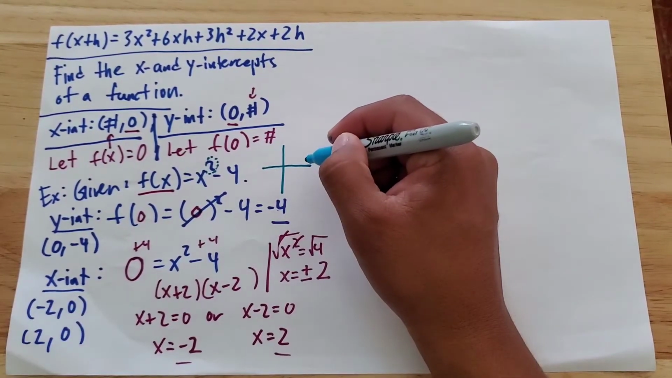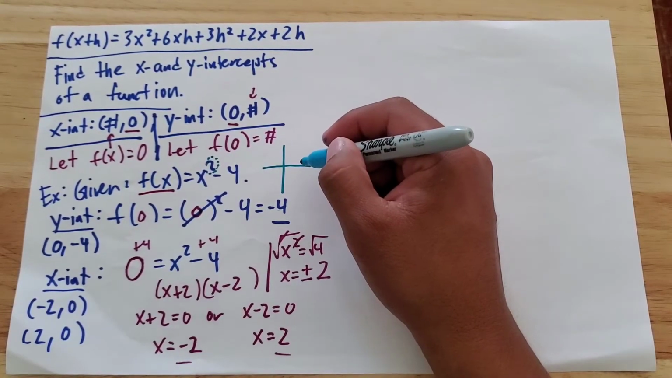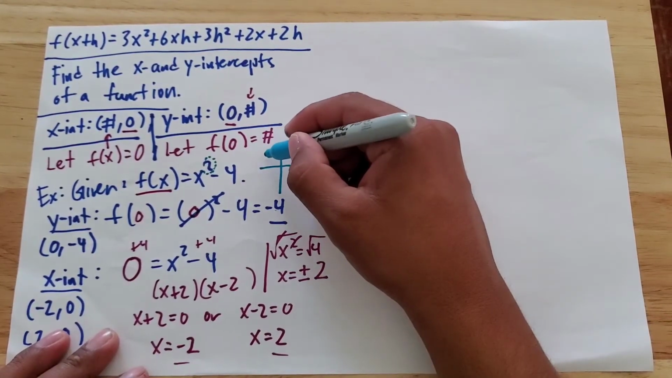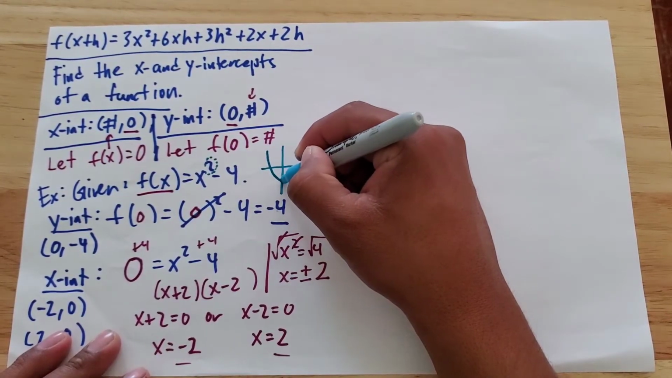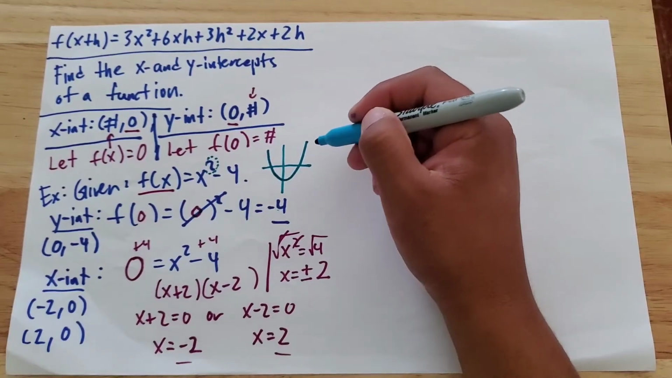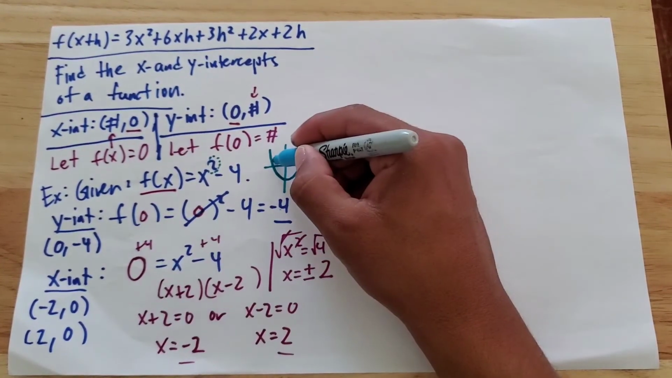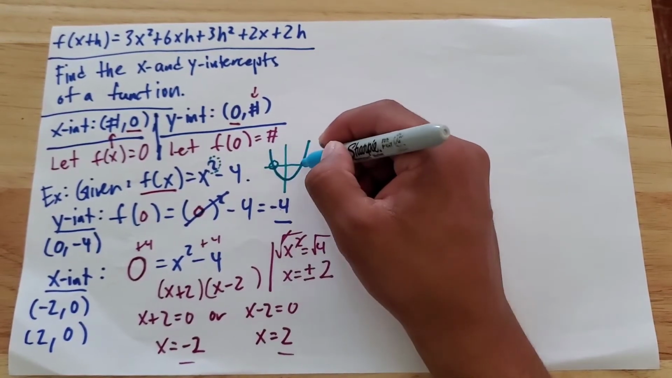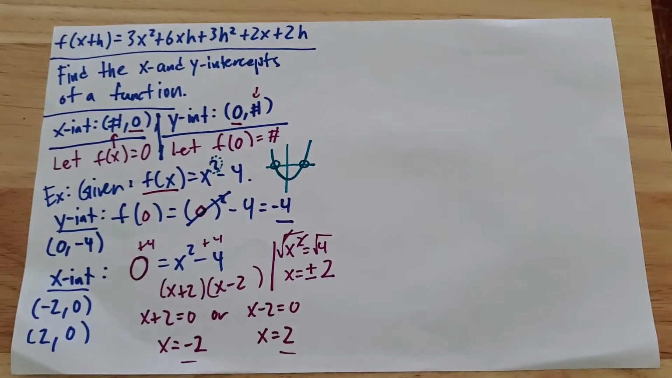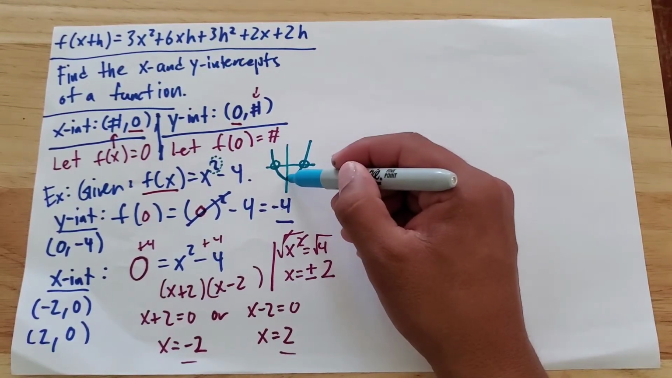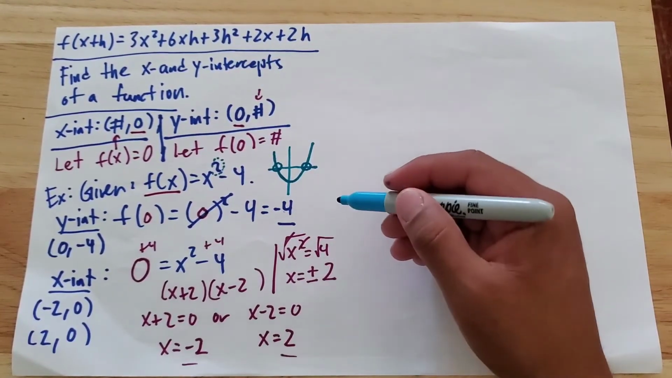Again, I don't know the exact graph of this, but I'm just going to take a guess that it does something like this. And the reason why I say that is because I know I had 2 x-intercepts. So that means I have to cross the x-axis twice. And that's the only way I'll be able to cross the x-axis twice, if it curves upward and this point down here is below the x-axis.